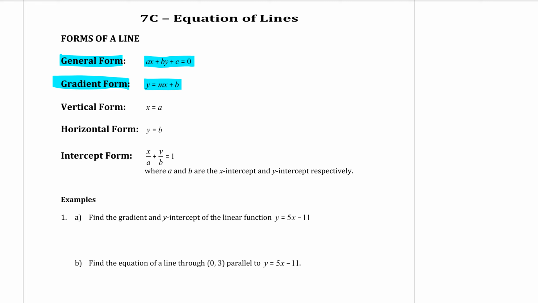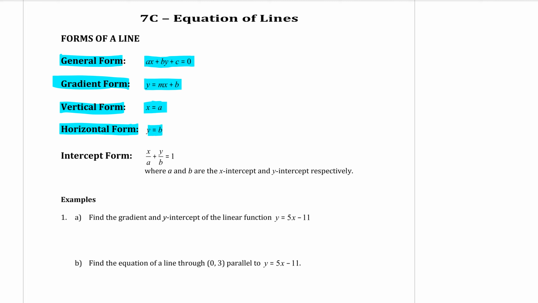Next, the vertical form of a straight line is when we have x equals some number. So I just put an a in there, x equals a. So it could be x equals 2, which would be a vertical line going through the 2. A horizontal line is when the equation is in the form y equals a number.